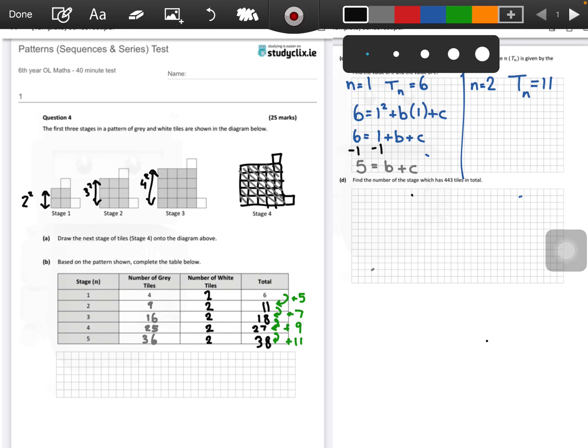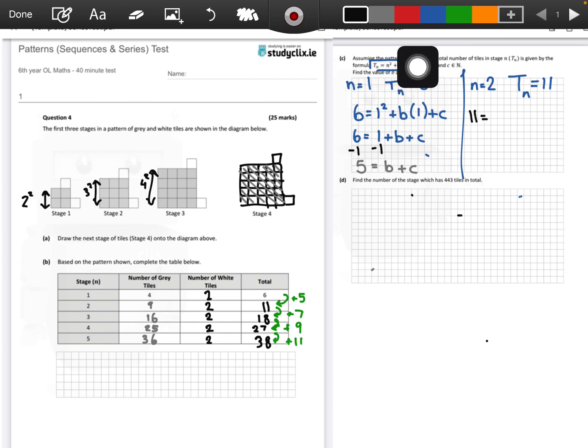Okay, so for this one, we'll have 11 is equal to, so I'm going to fill it into this equation again. So 2 squared plus b times 2 plus c. Okay, so 11 is going to be equal to 4 plus 2b plus c.